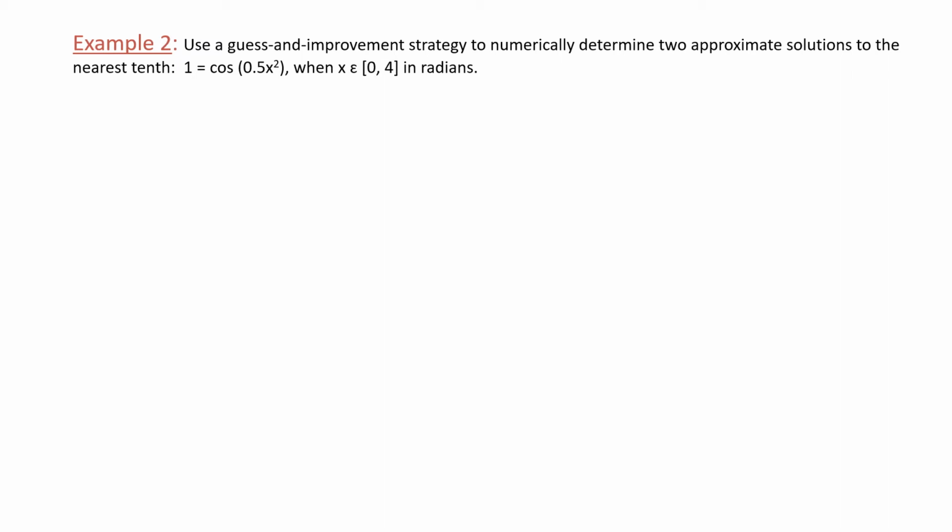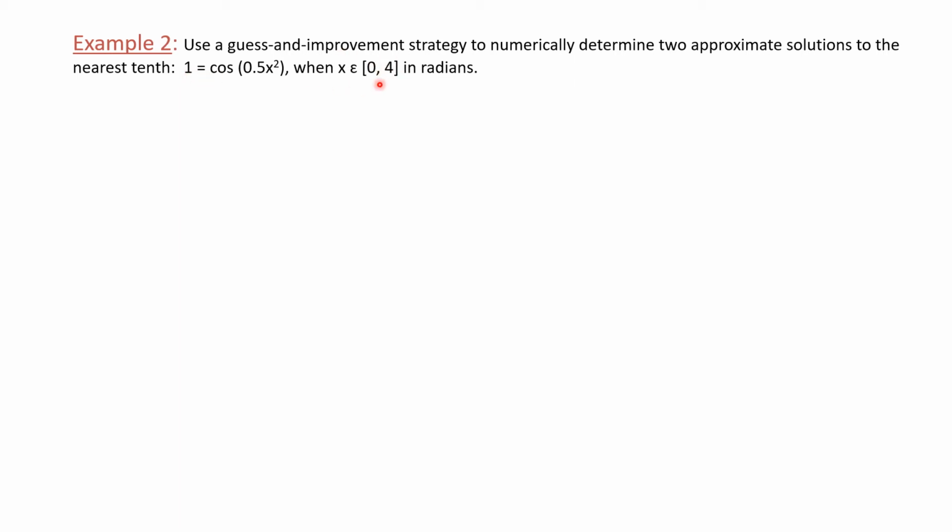Example 2. Use a guess and improvement strategy to numerically determine 2 approximate solutions to the nearest 10th. Here is our function. Instead of a function on both sides, we've just got a 1 on this side, but here we've got a cos with an x squared in there. So this is different than the normal cosine function we know. We just have to find 2 solutions, because think of the cos wave. It's going up and down and up and down, and it's going to have a y value of 1 many, many times.